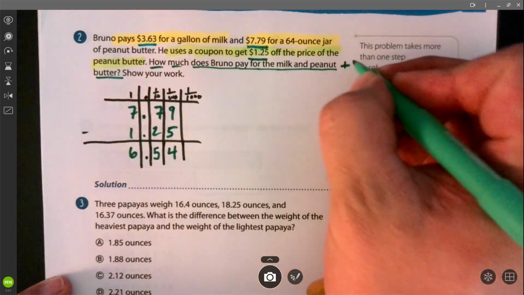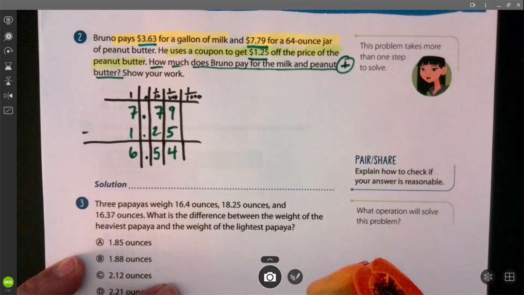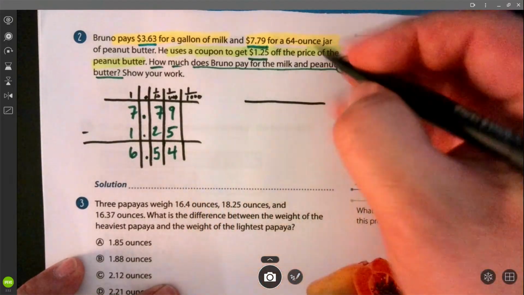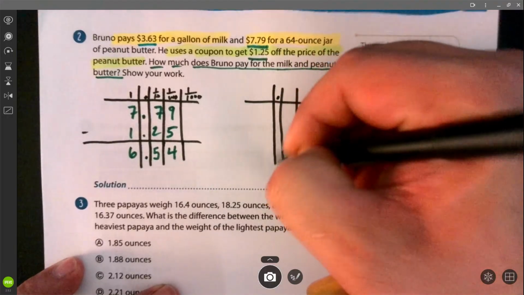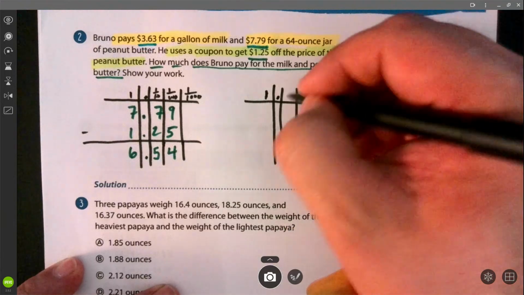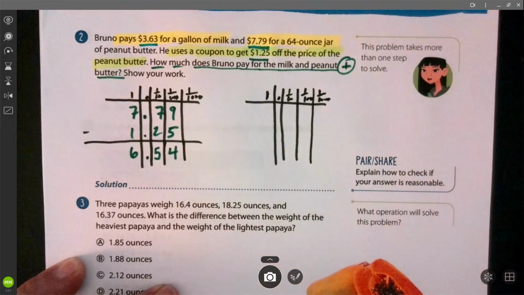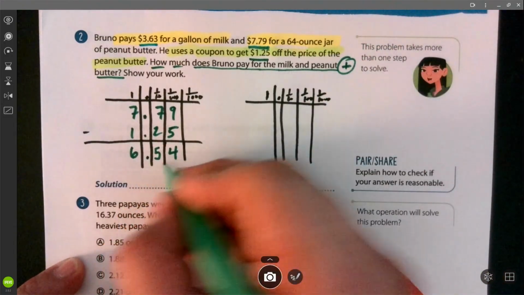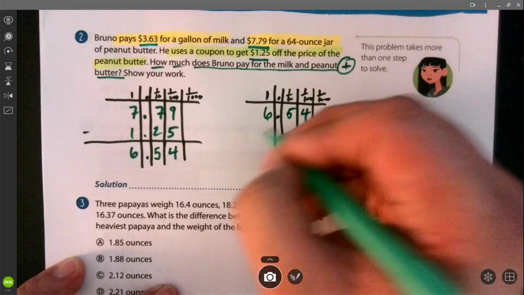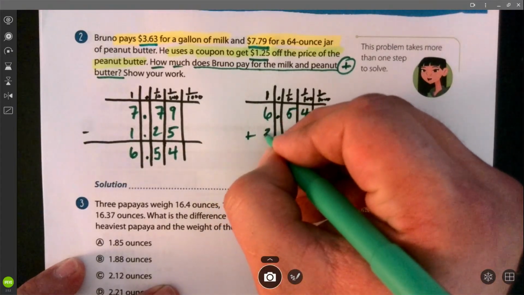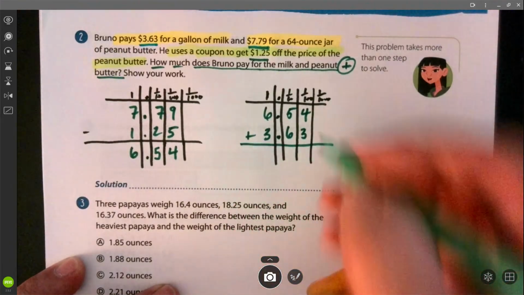So I'm looking for how much does Bruno pay for the milk and the peanut butter. So that's actually an addition problem. Interesting, they snuck that in there on us, didn't they? They thought we would get tripped up, but we're not going to. Straight line across, 3 lines down, squish a little decimal in there. I need to go out to my ones place value. Then I got my tenths, my hundredths, thousandths, and then here we go. My discounted price, $6.54, plus the price of the gallon of milk, $3.63.